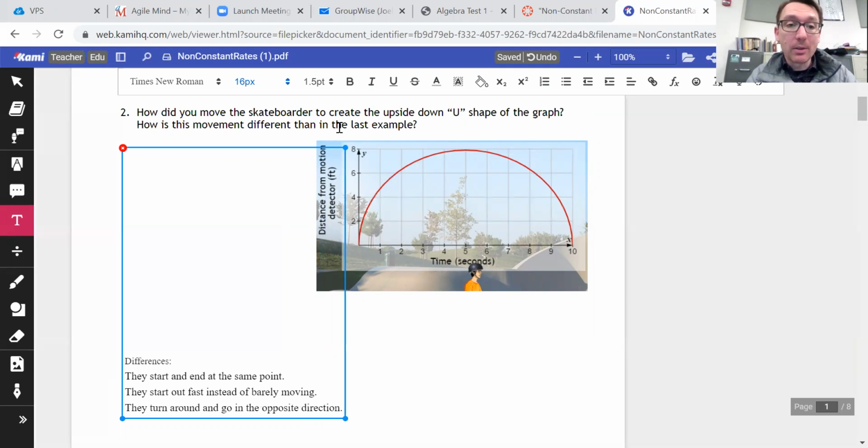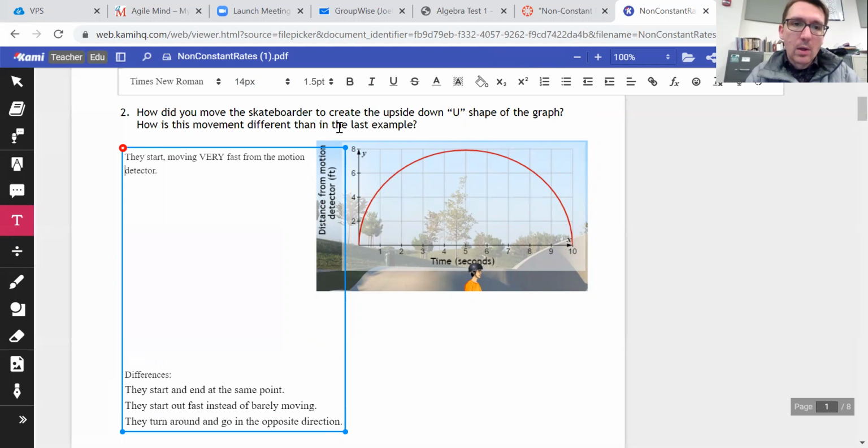There's a lot of stuff we can figure out about things from just a graph. That's why we learn to read them. Okay, how did we do this? They start moving very fast from the motion detector. They gradually slow down, and they stop. When did they stop? They stop about halfway, which is 5 seconds. Stopping after 5 seconds.